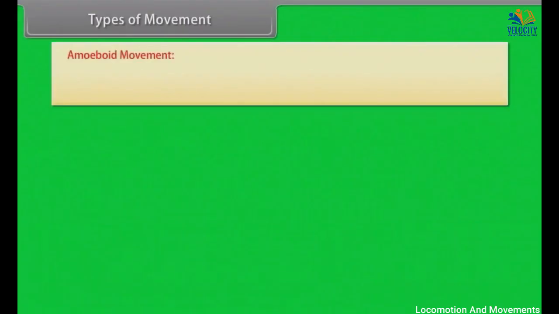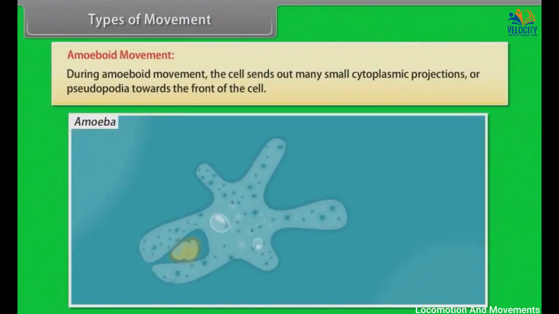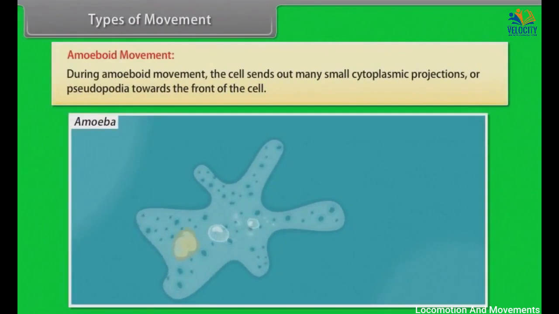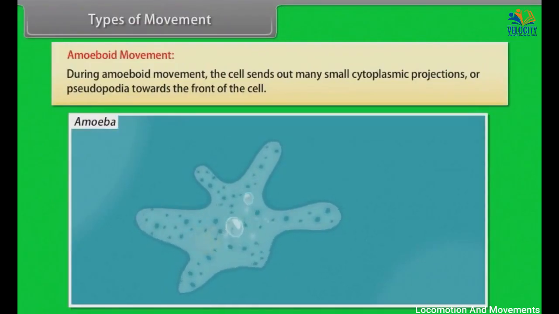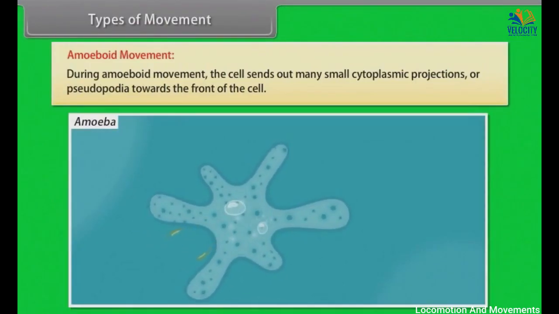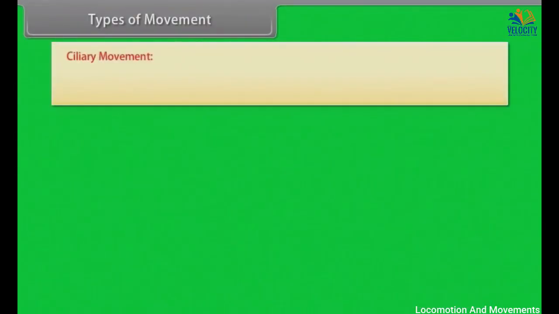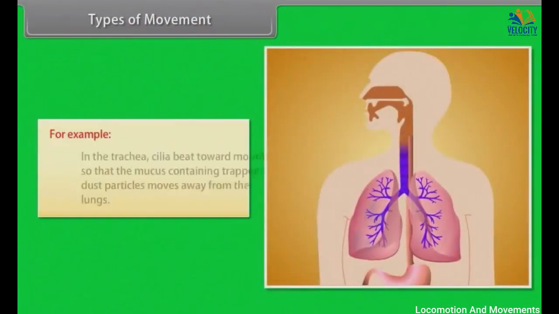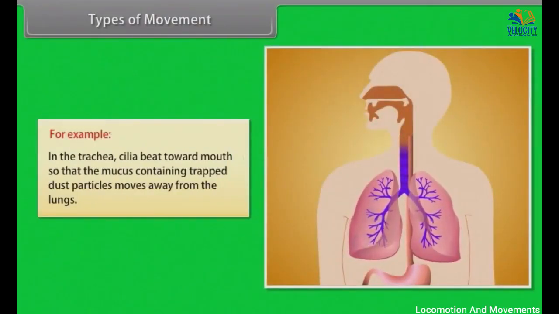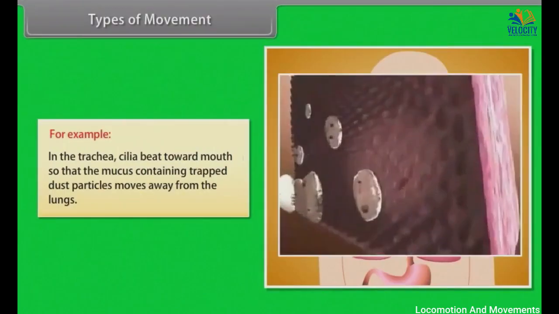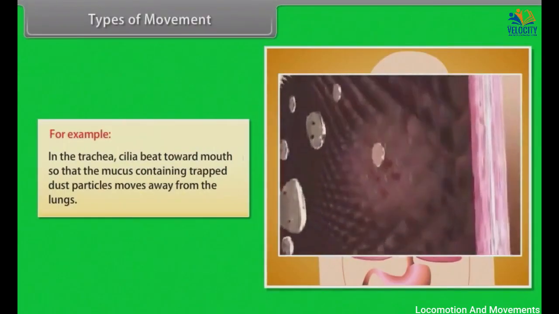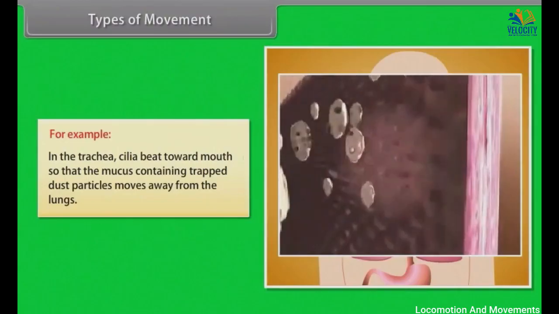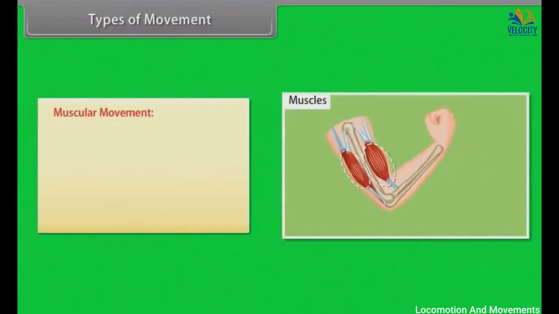Amoeboid movement. During amoeboid movement, the cell sends out many small cytoplasmic projections or pseudopodia towards the front of the cell. Ciliary movement. Ciliary movement occurs in those organs which are internally lined by ciliated epithelium. For example, in the trachea, cilia beat towards the mouth so that the mucus containing trapped dust particles moves away from the lungs. Muscular movement.